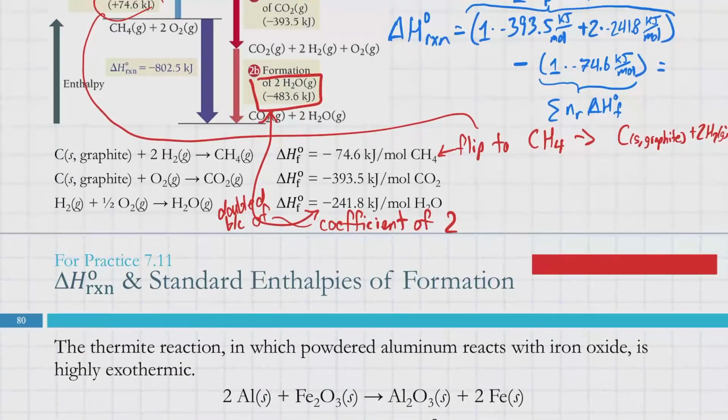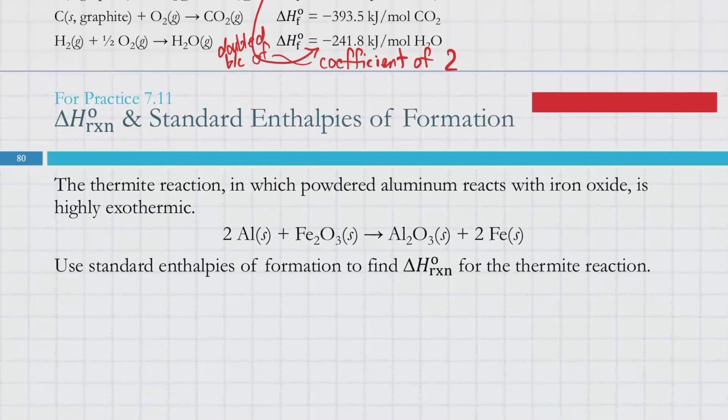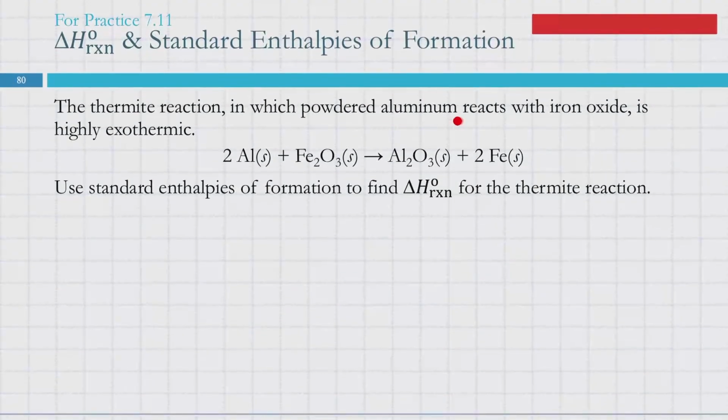Okay. Example time. The thermite reaction, in which powdered aluminum reacts with iron oxide, which is rust, is highly exothermic, and it's this reaction here. Use standard enthalpies of formation to find the standard enthalpy of the reaction for the thermite reaction. So we need to figure out what are the things that we actually care about. Aluminum is in its standard state, iron is in its standard state, and so we can basically just ignore those.